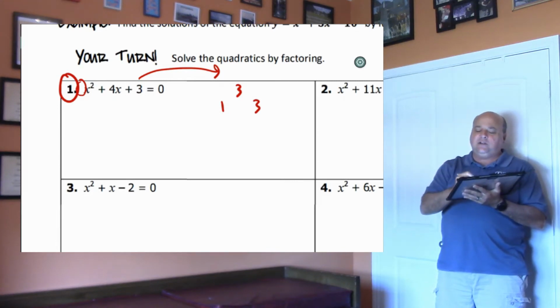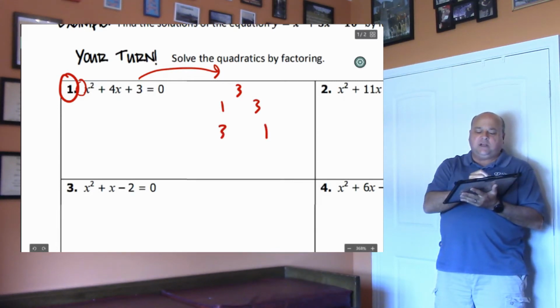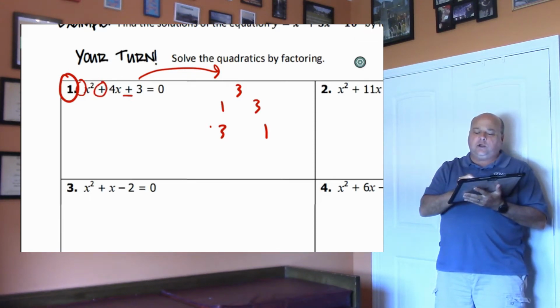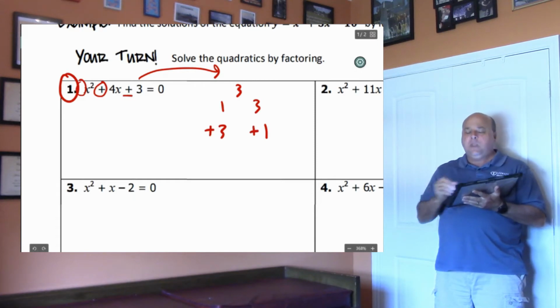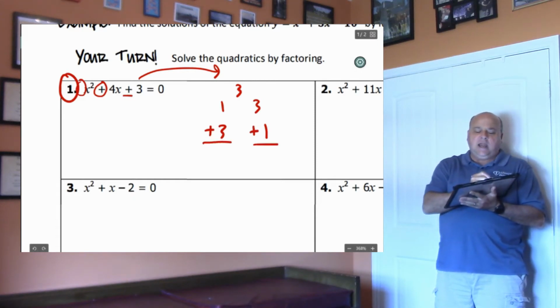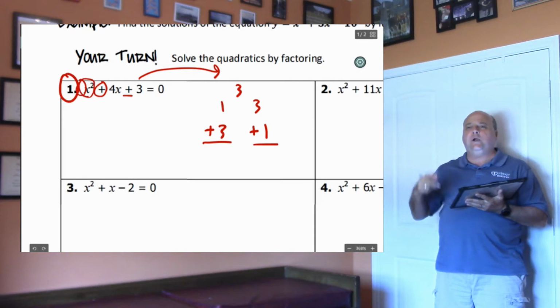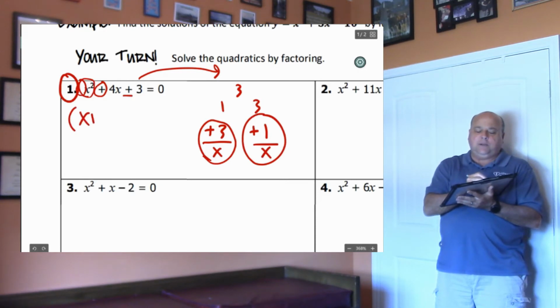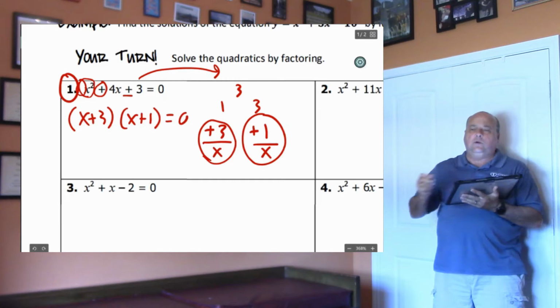So let's write these in order from the largest to the smallest, and we want to add and get a positive 4. So what can you do to 3 and 1 to get a plus 4? You can put pluses in front of them, right? Draw the two fraction bars, and what do I multiply to get x squared? X times x. This right here are my parentheses. So my parentheses will be x plus 3 and x plus 1 equals 0.